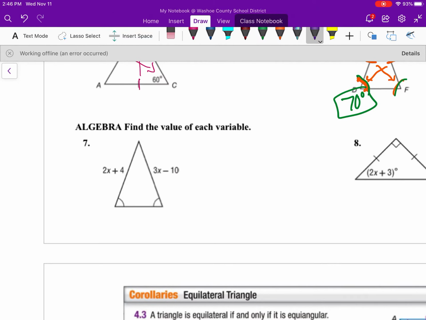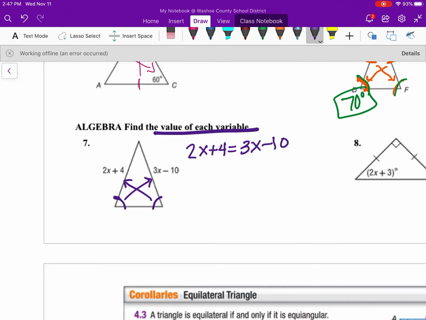Number 7, I'm going to start using some algebra here. Find the value of each variable. So for number 7, I have a triangle, and these two angles are congruent, which again, it means the opposite sides are congruent to each other. So I'm going to set up an equation here where 2x plus 4 is equal to 3x minus 10.